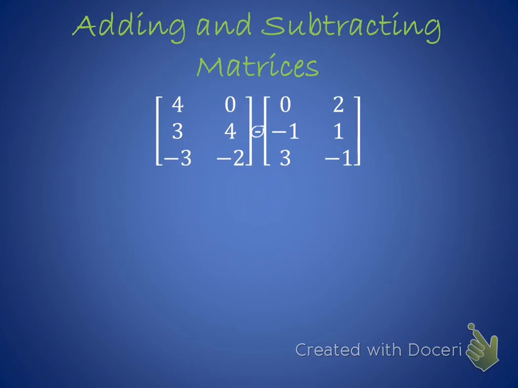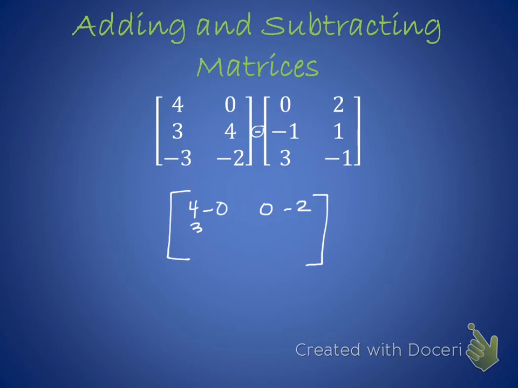So I need to make a matrix that's going to have all of my values in it. First of all, can I even add or subtract these matrices? Do they have the same amount in each matrix? Yep. 3 rows, 2 columns, so I'm good to go. So I write 4, and this time I write minus 0 because it's subtraction. Then 0 minus 2. Then I've got 3.